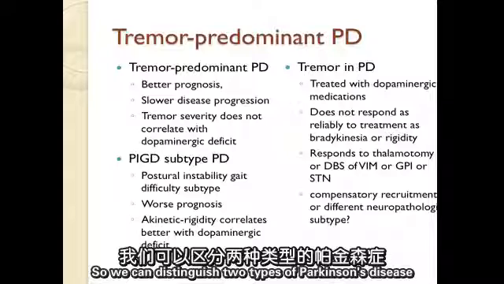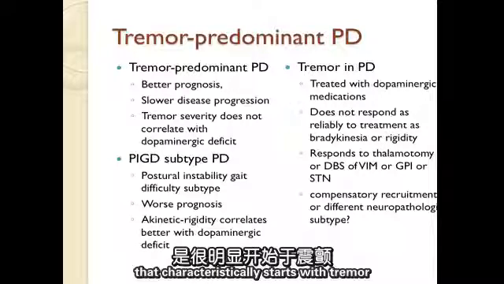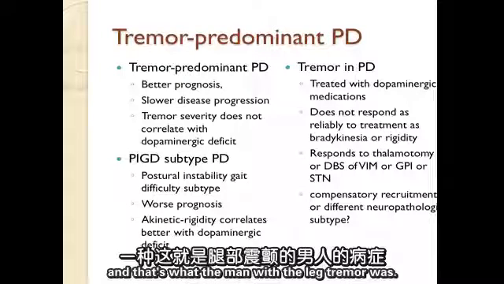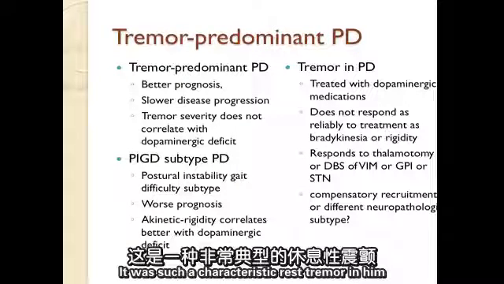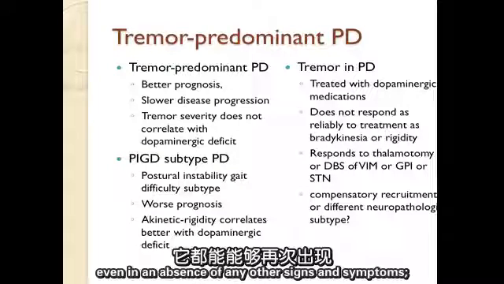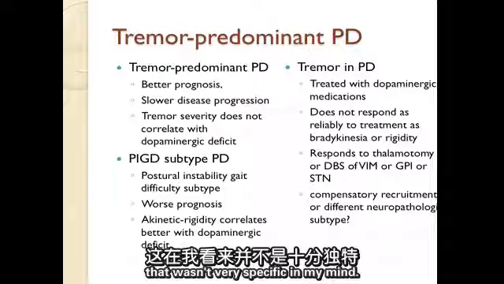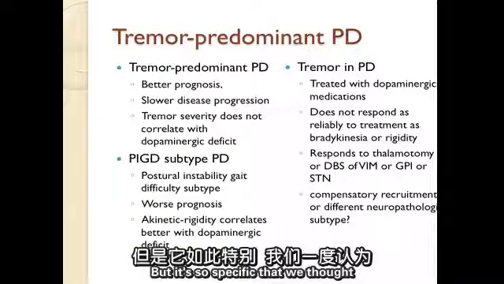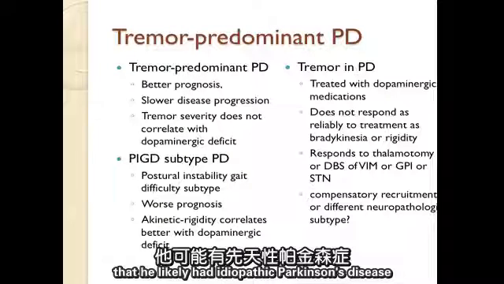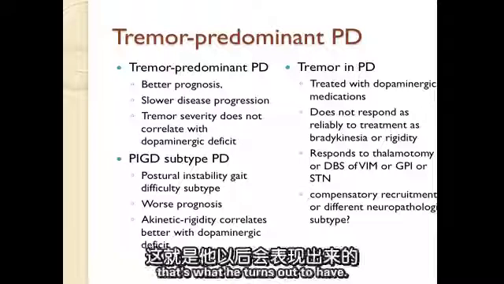So we can distinguish two types of Parkinson's disease. There's Parkinson's disease that characteristically starts with tremor, and that's what the man with the leg tremor was. It was such a characteristic rest tremor in him with a reemerging component, even in the absence of any other signs and symptoms. I mean, both cases had a subtle hint of rigidity. That wasn't very specific in my mind. But it's so specific that we thought that he likely had idiopathic Parkinson's disease. And, of course, a year or two later, that's what he turns out to have.